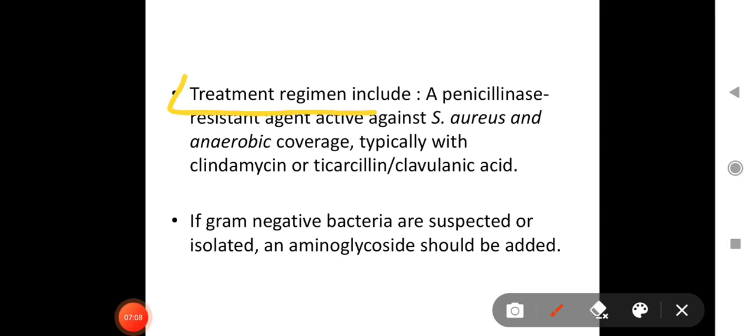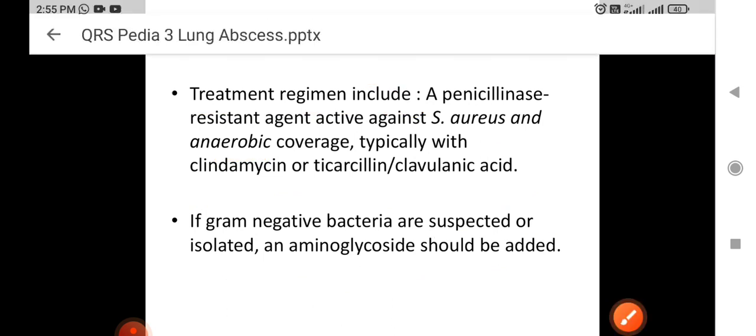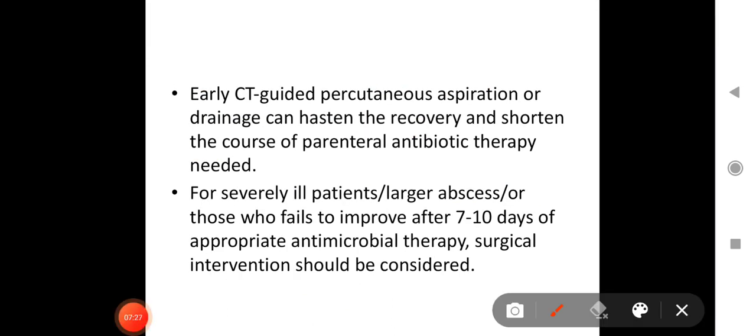Now, the treatment regimen commonly includes a penicillin resistant agent active against Staph aureus and anaerobic coverage. So typically with clindamycin or ticarcillin and clavulanic acid, we start the treatment. If gram-negative bacteria are suspected or isolated, an aminoglycoside can also be added. So early CT-guided percutaneous aspiration or drainage can hasten the recovery and shorten the course of parenteral antibiotic therapy.